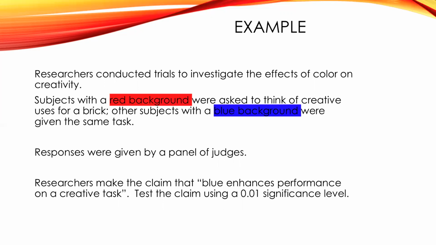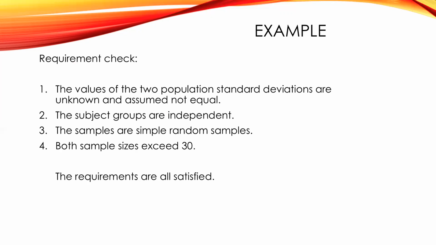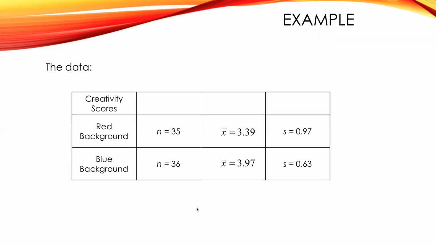All right, so we got to make sure the requirement checks are made. One, the values of the two population standard deviations are unknown and we assume they are not equal. All right. Two, the subject groups are independent. Yep, you have the red group and the blue group. Three, the samples are simple random samples, and both sample sizes exceed 30. So if we're looking at the data that we have, sample sizes are greater than 30.